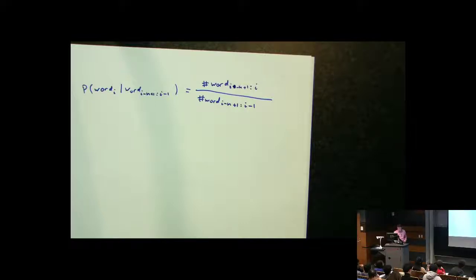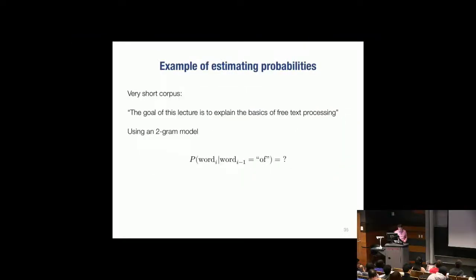All right, so for example, the goal of this lecture is to explain the basics of free text processing. Under a 2-gram model, what is the probability of word I, for all possible words, given that the previous word is of? Asking a question now. It's not a poll question, but asking it to the audience. Want to say? Yeah.